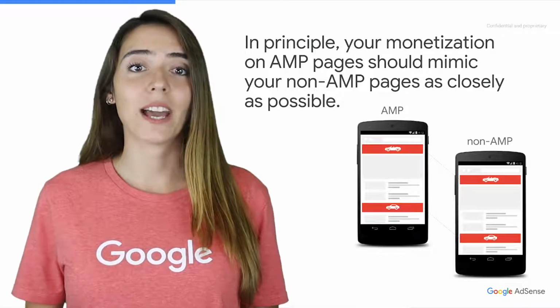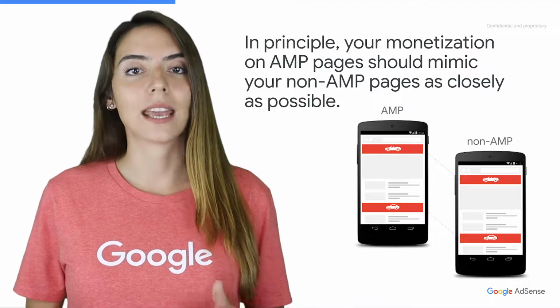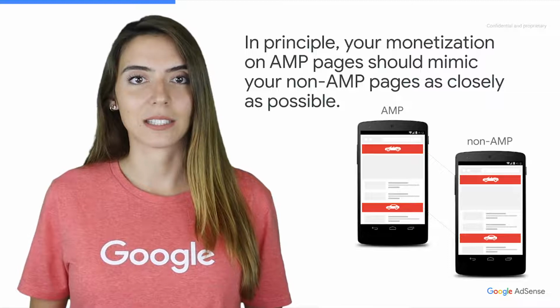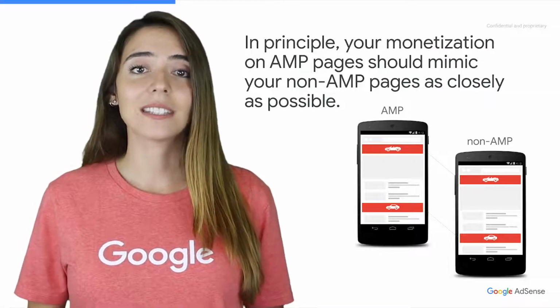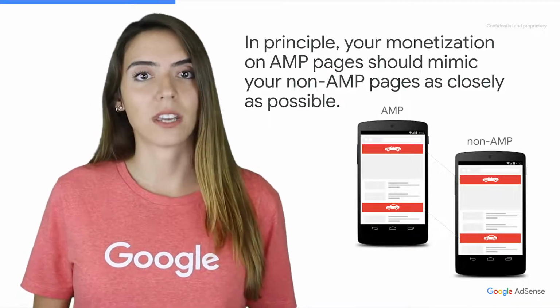In another video, we've talked about how you can improve your site performance with AMP. Today, I will be taking you through how you can monetize your accelerated mobile pages. In principle, you should keep a consistent monetization strategy for your AMP and non-AMP pages. This includes the number of ads, ad placements, ad formats, and its responsiveness. For AdSense users, the only difference is the ad code you place on your AMP pages.